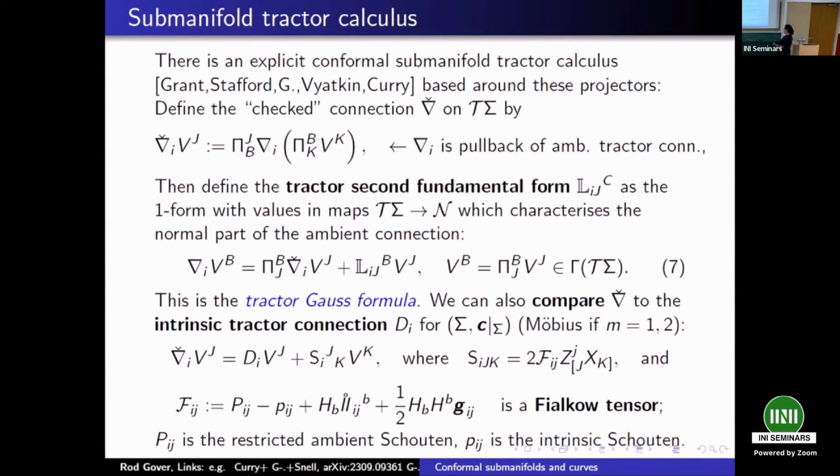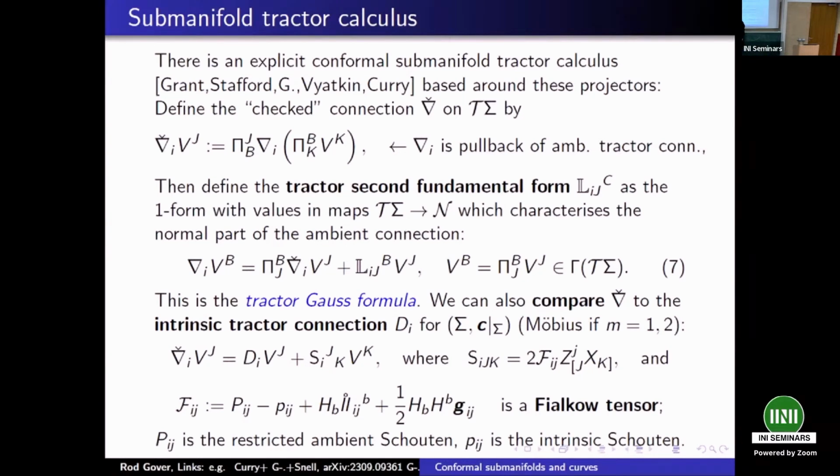The contortion object, so these X and Z are just these tractor inserter things. So the difference really boils down to this Fialkov tensor. So this is a tensor first due to Fialkov that's conformally invariant. And it's really a difference. The main thing here is the difference between the Schouten tensors.